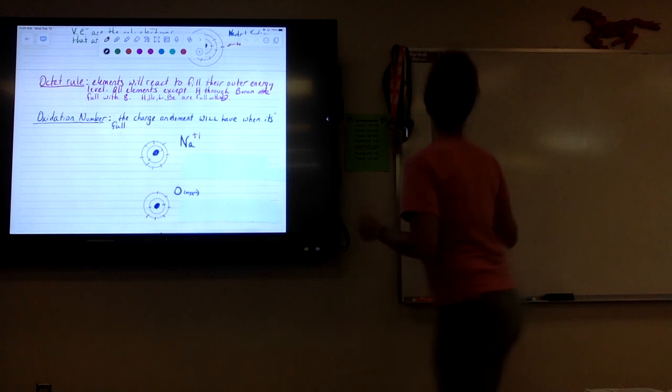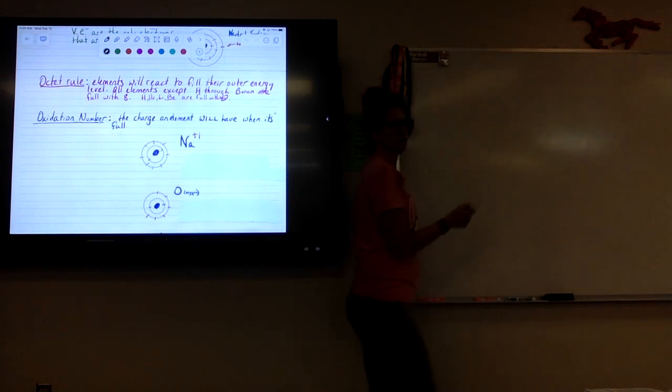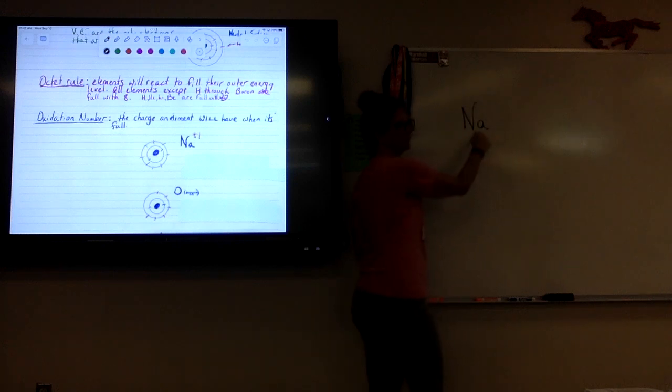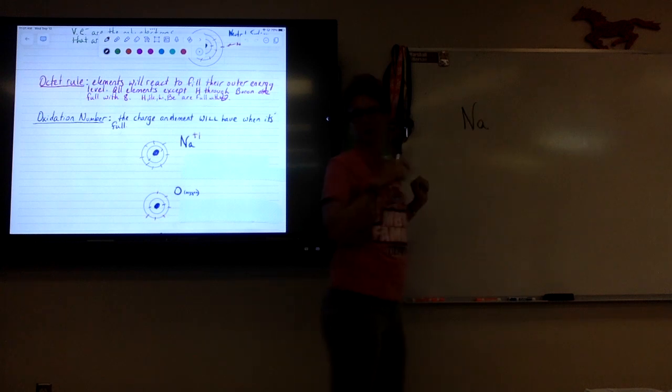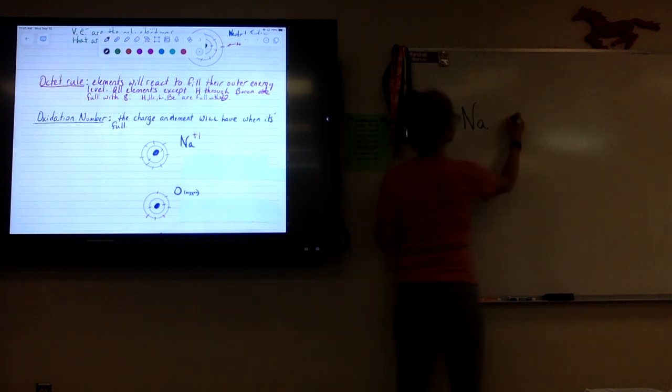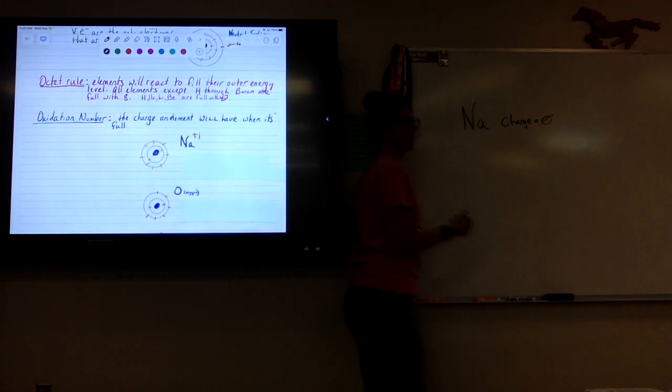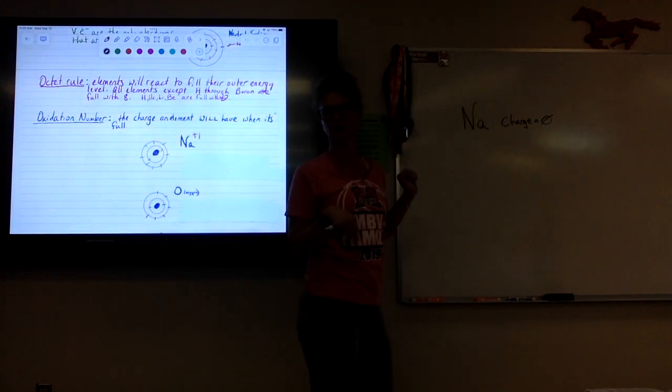All right. Here is the difference between oxidation number and charge. You ready? What is the charge of sodium? Right here. Zero. Neutral. There is nothing written there. That means the charge is 0. That's its charge. What is its oxidation number?